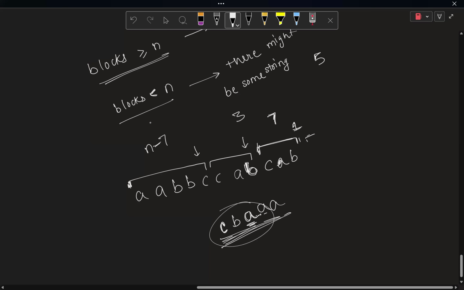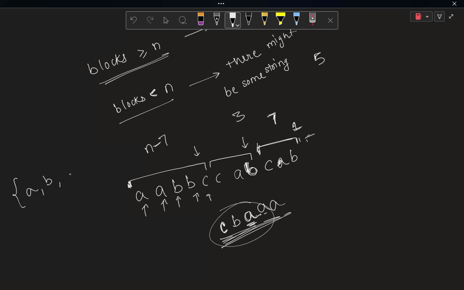So I would go in this way. I see this A, I will include A in my set. Then when I see the B, I will include B in my set. Then once I see the C, I will include C in my set. And as soon as the size of my set becomes equal to K, it means that the first block is completed. So what I'm doing in my implementation is I'm emptying the set.